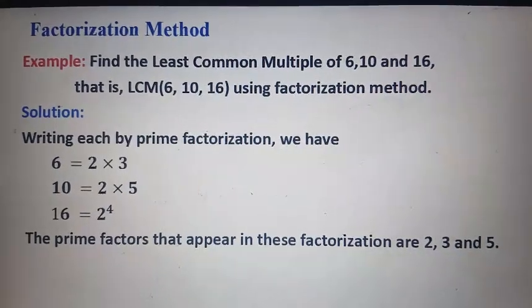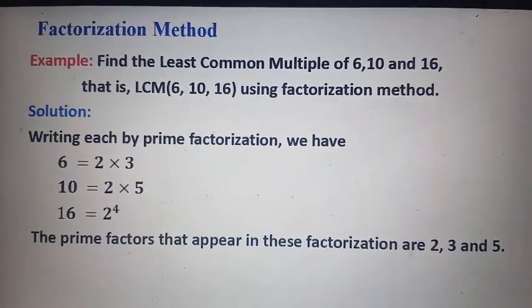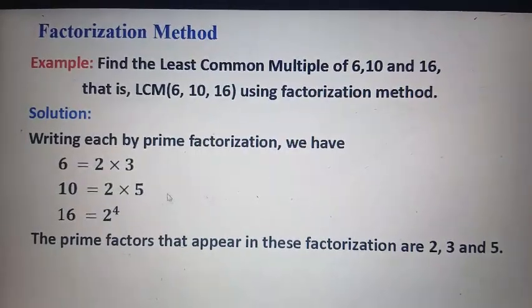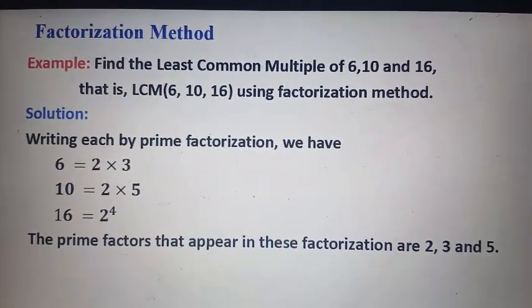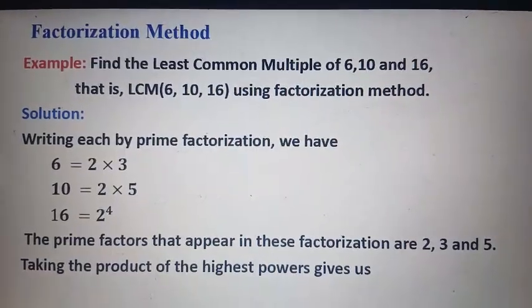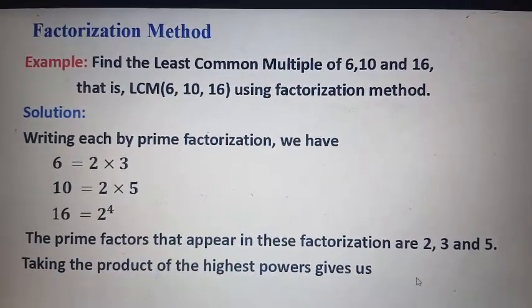So the prime factors that appear in this factorization are 2, 3 and 5. Taking the product of the highest power gives us the LCM.